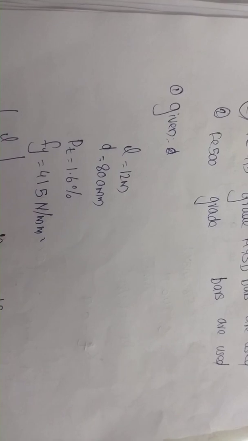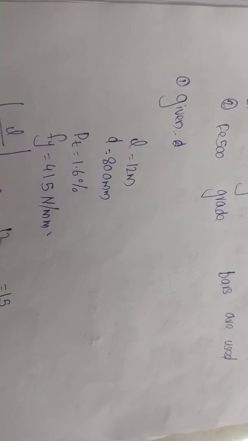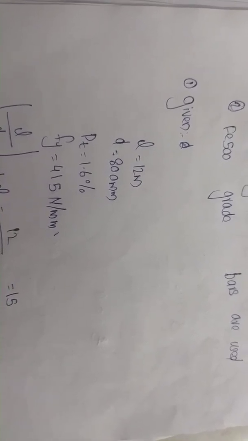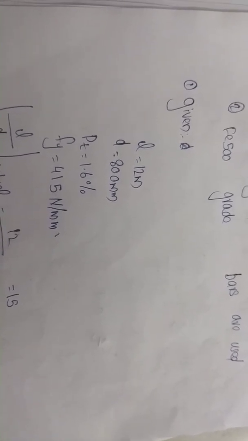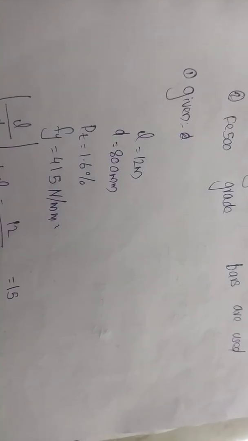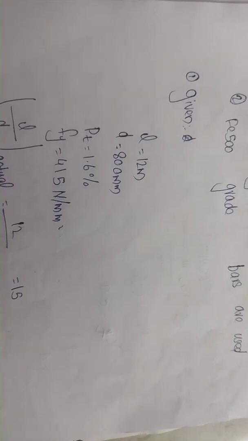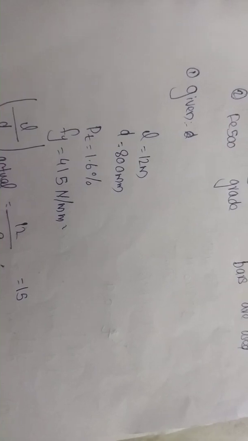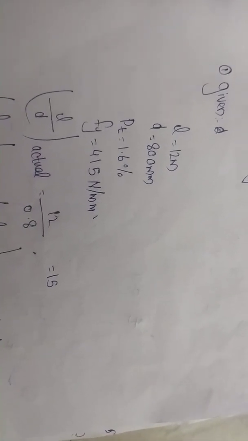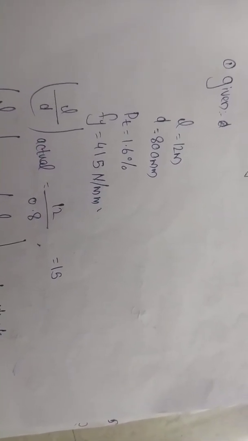The given data includes the span or length of the beam as 12 meters, the effective depth as 800 mm, and the percentage of tensile reinforcement, because the beam may consist of both compression and tension reinforcement. Here the percentage of tensile reinforcement is given as 1.6%. The compression percentage is not given, so just assume it contains only tensile reinforcement. Then Fy is 415 Newton per mm square.